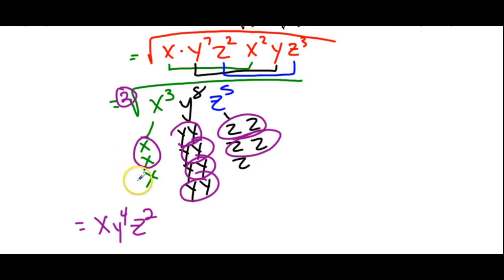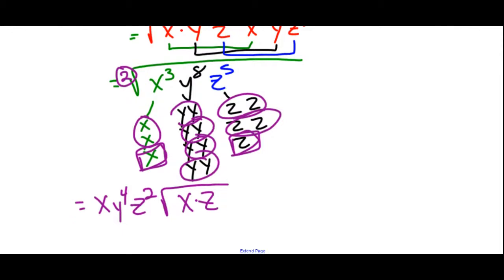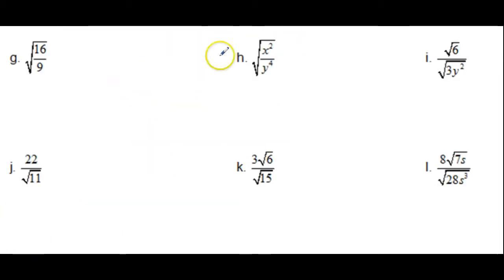Alright, so what's left over? There's one x left over. There's one z left over. So we have the square root of x times z. And that's your final answer. You don't need to do any more than that.